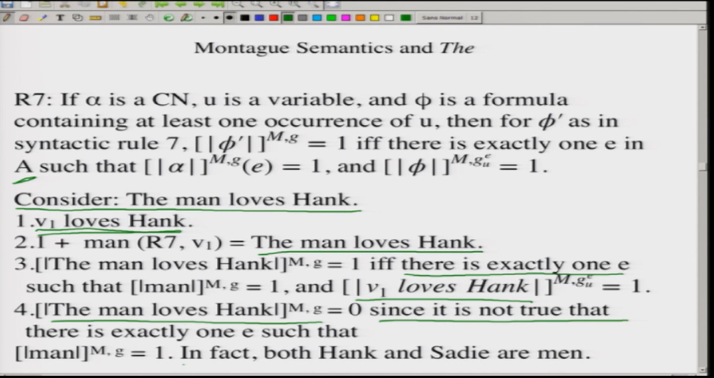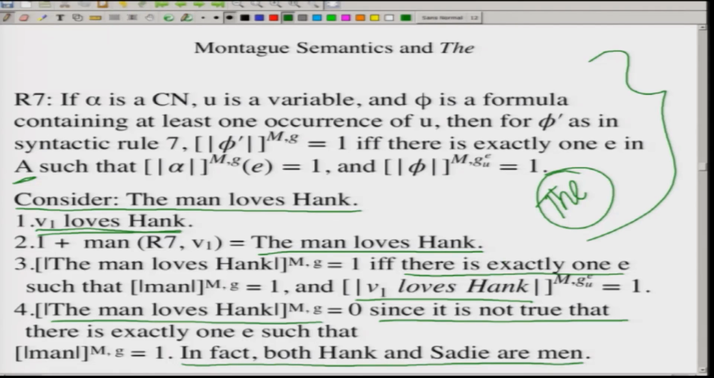So, as I said, in fact both Hank and Sadie are men. So, in this case the definite description fails, but it could succeed if we have something like the man who loves Hank, because Hank is the only man who loves Hank. So, the man who loves Hank is Hank would be a true sentence, but this is false. So, we stop here, and this is pretty much about predicate semantics.